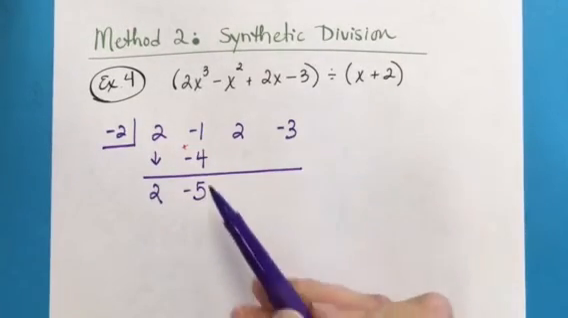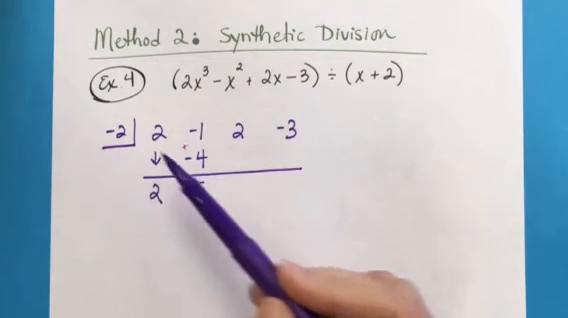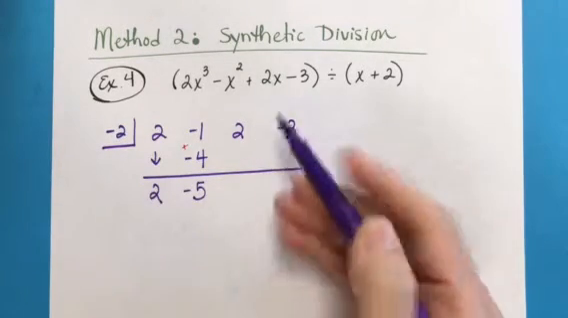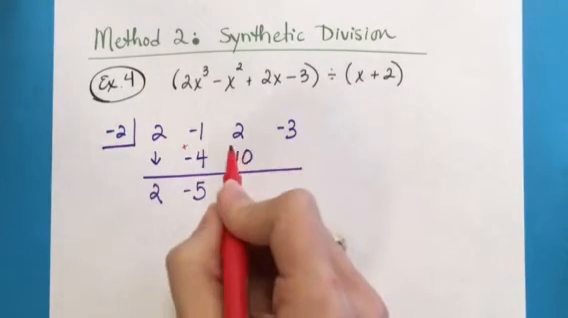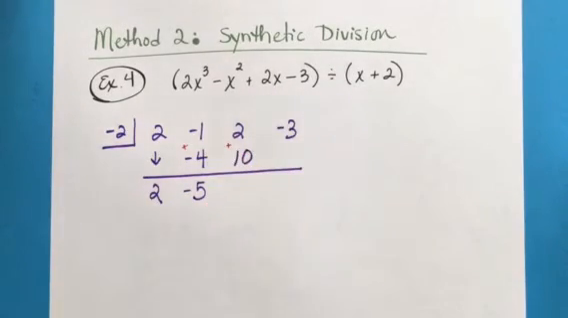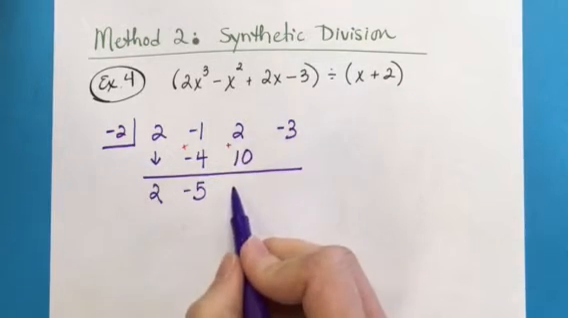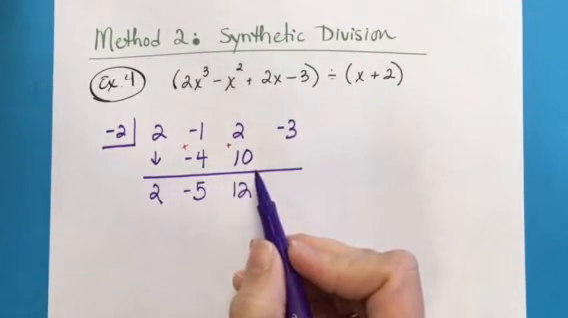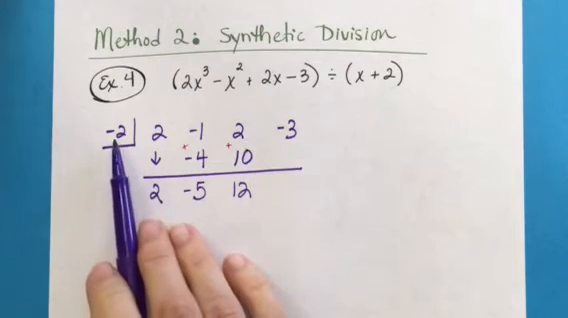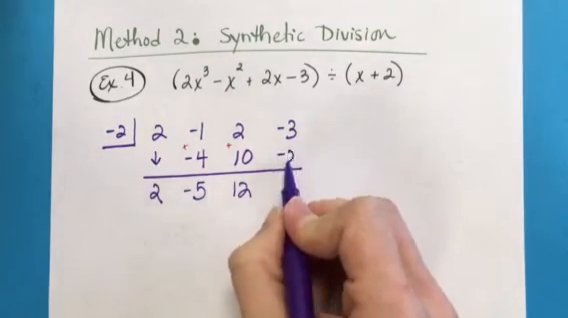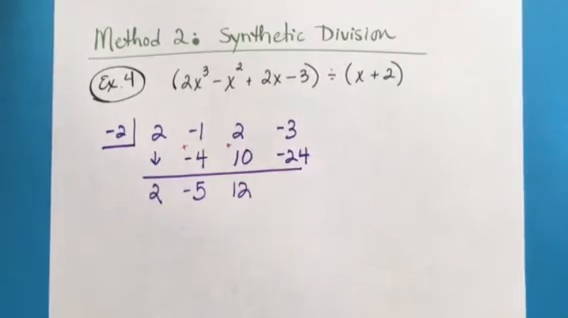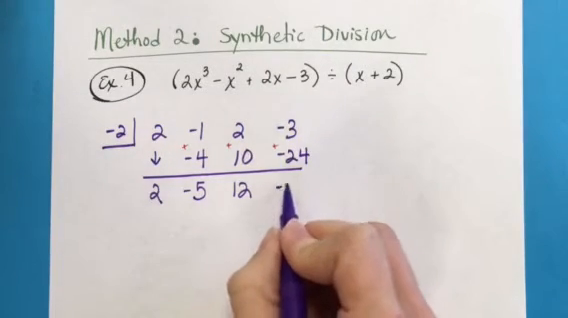Okay, so now we do the same thing. So negative 2 times the negative 5 is going to give me a positive 10. And now I add those numbers. So if I add 2 and 10, I get 12. Okay, so now I multiply negative 2 times the 12, which is negative 24. And now I add these numbers, which is going to give me negative 27.